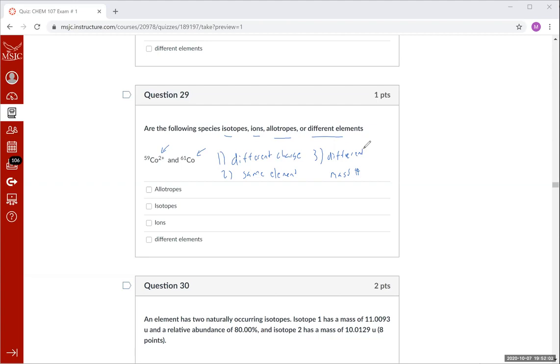Same element, different mass number. What does that mean? What do we call it? Isotopes. Isotopes, yep. And if we have the same element but a different charge, what do we call that? Same element, different charge. They're ions. Yep, so these would be isotopes and ions. Does that make sense?